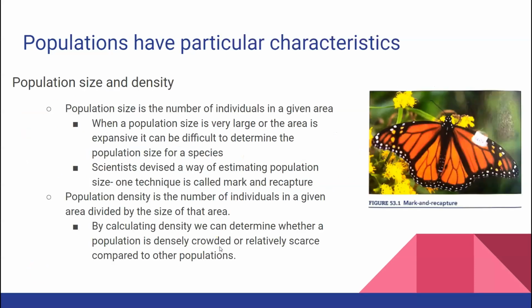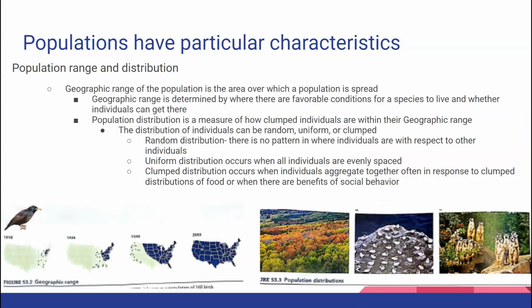So, populations obviously have particular characteristics like size and density. Population size deals with the number of individuals in a given area, and population density is the number of individuals in a given area divided by the size of that area. So when we're talking about density, we're determining whether a population is densely crowded or relatively scarce compared to other populations. So are they packed into a certain area, or are they more spread out?